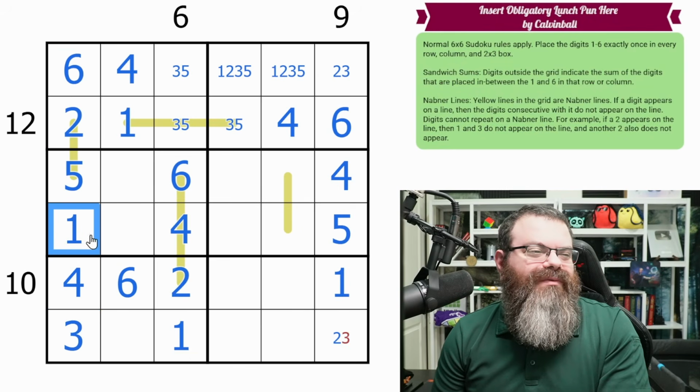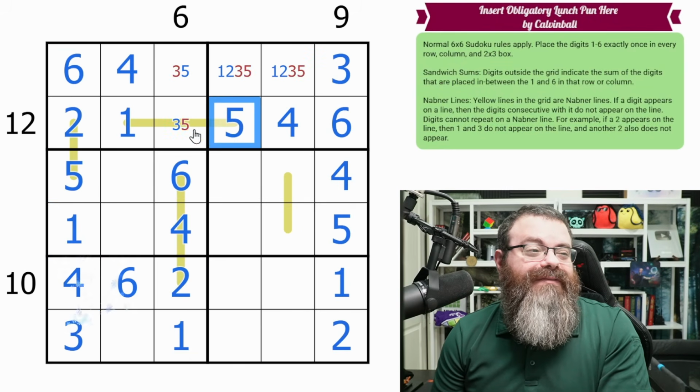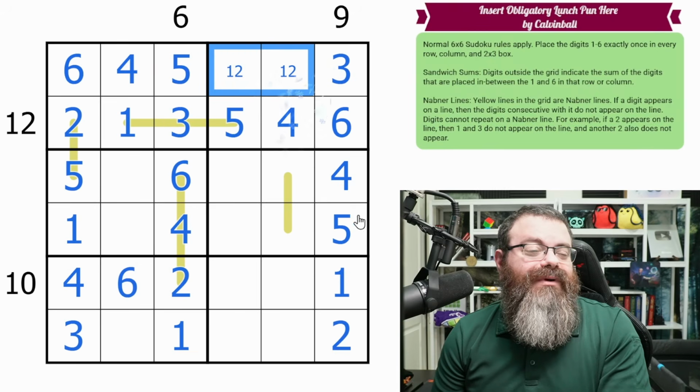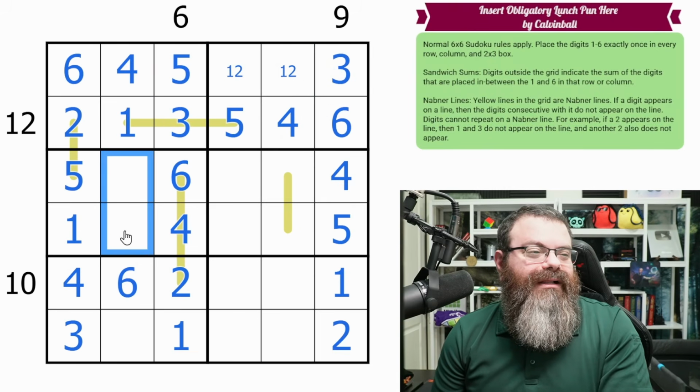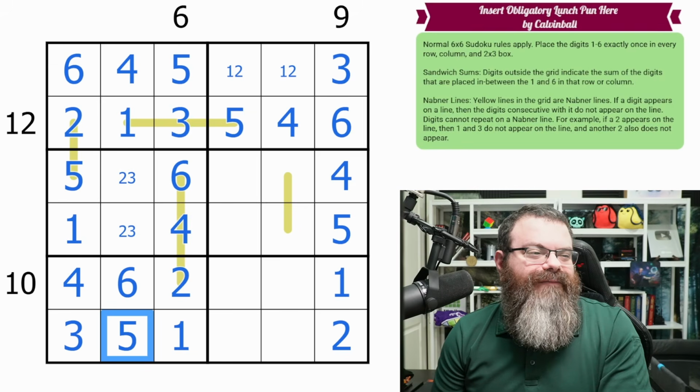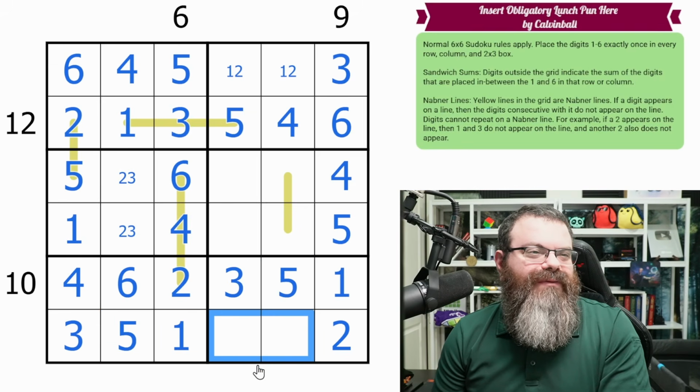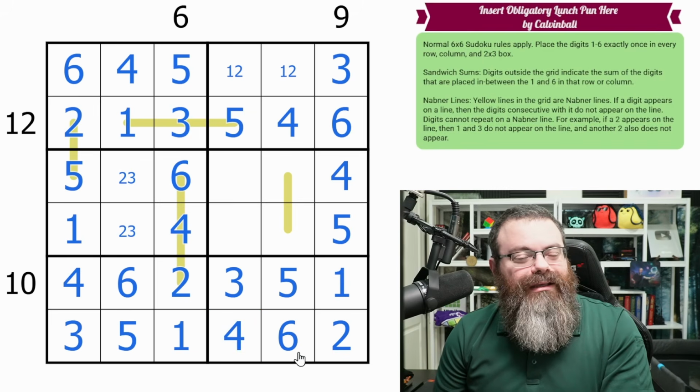That's a 3. That's a 1. That's a 2 and a 3. That's 5 and 3 and 5. This is a 1-2 pair. We get 2 3s in the corner. This is a 2-3 pair. This is a 5. Up here we need 3 and 5. That goes like this. Down here we need 4 and 6. That goes like this.